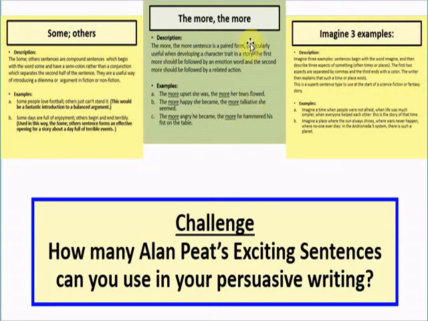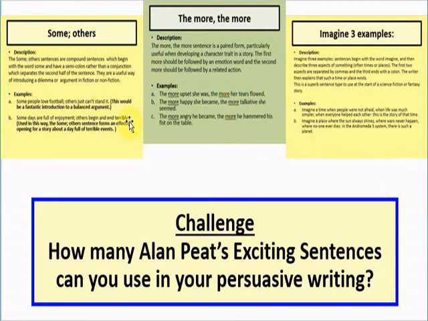The more is fantastic because it means that you're definitely going to put that comma in the right place. And also, the more sentence implies cause and effect. So those things are going to be related. And what that means is that you're going to be writing something that will persuade someone. The more angry he became, the more he hammered his fist on the table.